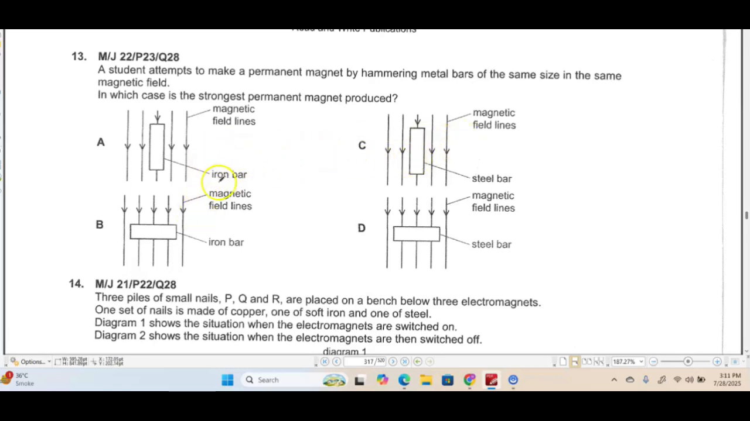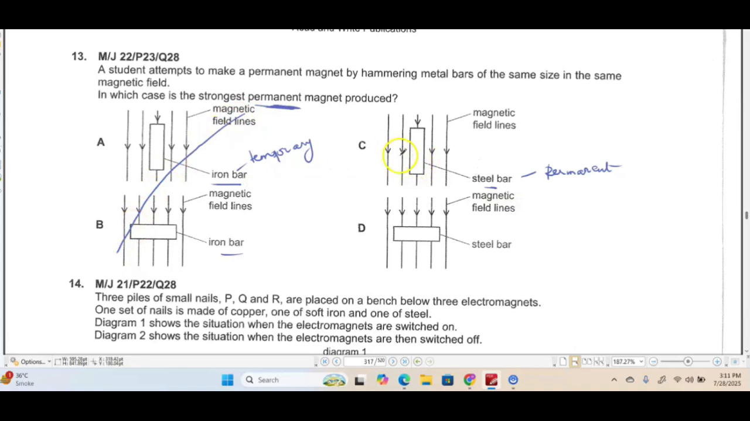One thing is that instead of iron bar you have to use steel bar, because iron is a temporary magnetic material and steel bar is a permanent magnetic material. So they have to make a strongest permanent magnet. So steel bar is going to be used and iron bars are not going to be used.